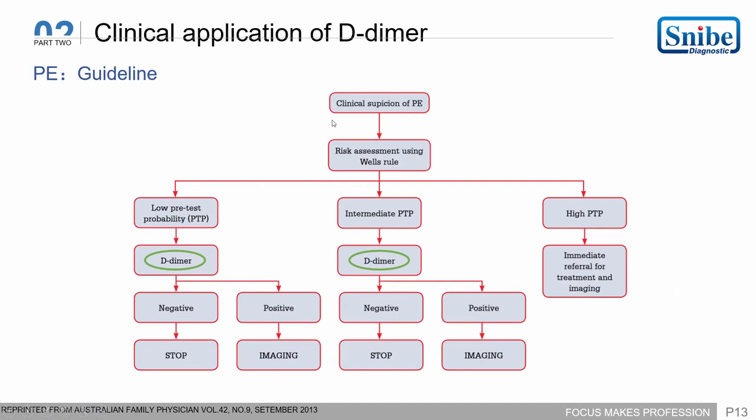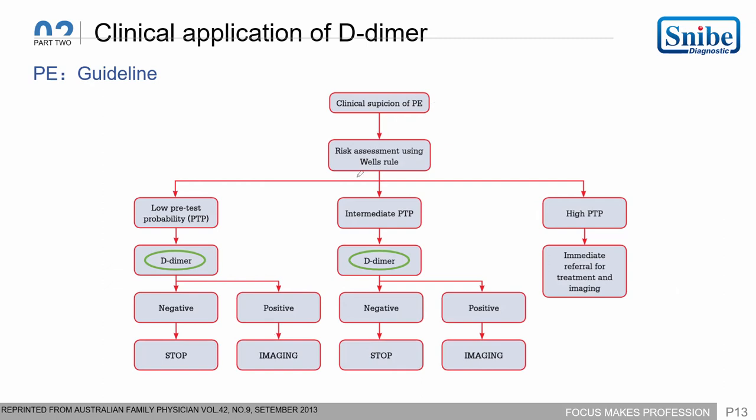If there are clinical symptoms or suspicion of PE, then risk assessment using the Wells rule. So what are the Wells rules? If it goes to low pre-test probability, then go for a D-dimer. If the D-dimer is negative, there is no probability of pulmonary embolism or something of that sort. And if the D-dimer is positive, then imaging is recommended, radiological testing as supplemental testing to rule out PE or some other coagulation disorders.